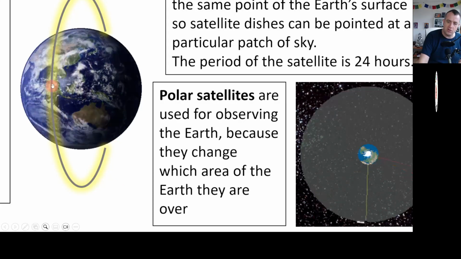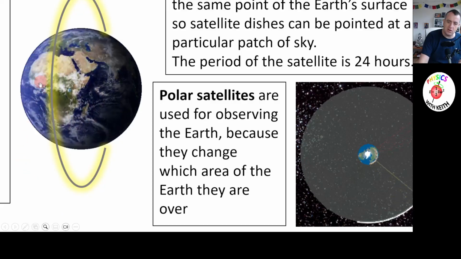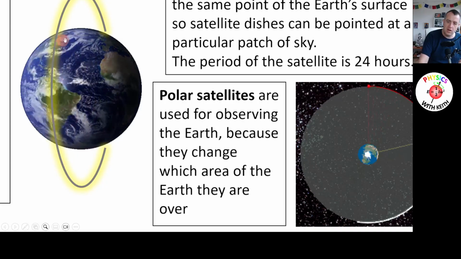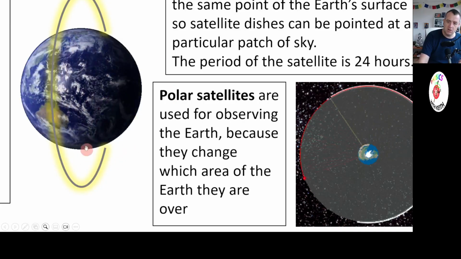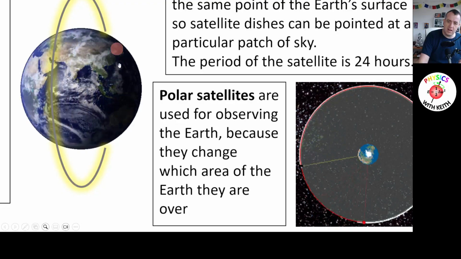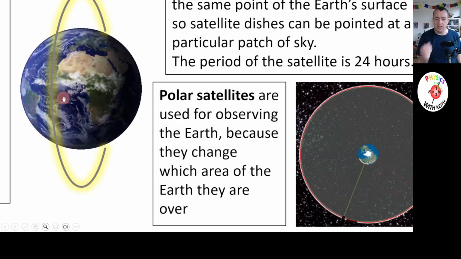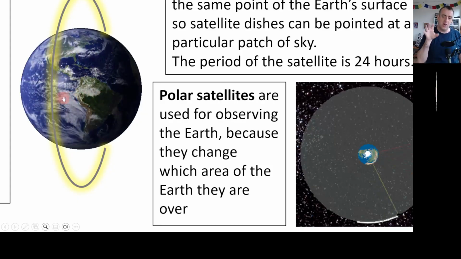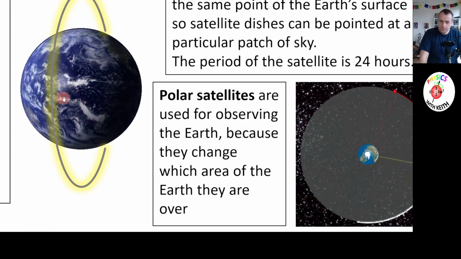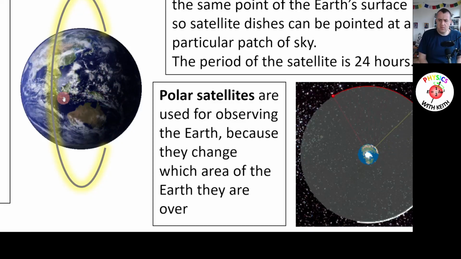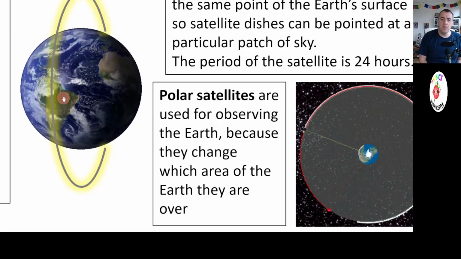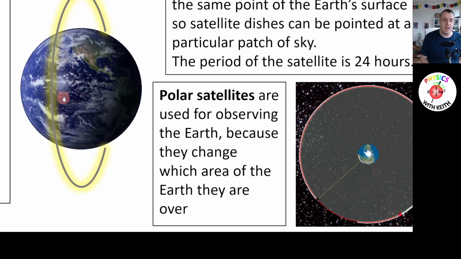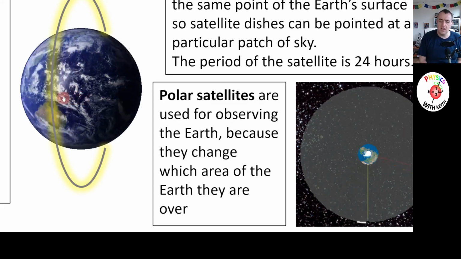Look, now it's just gone over Australia, now it's gone over India, now it's gone over South Africa, now it's gone over Brazil, now it's gone over California, middle of nowhere, and then we're back around to Australia, India again, and every time it goes round, it goes over a different part of the Earth's surface. So what might those satellites be used for? Well, weather satellites. If you want to track how clouds are moving so you can make weather predictions, that's a really useful type of satellite.